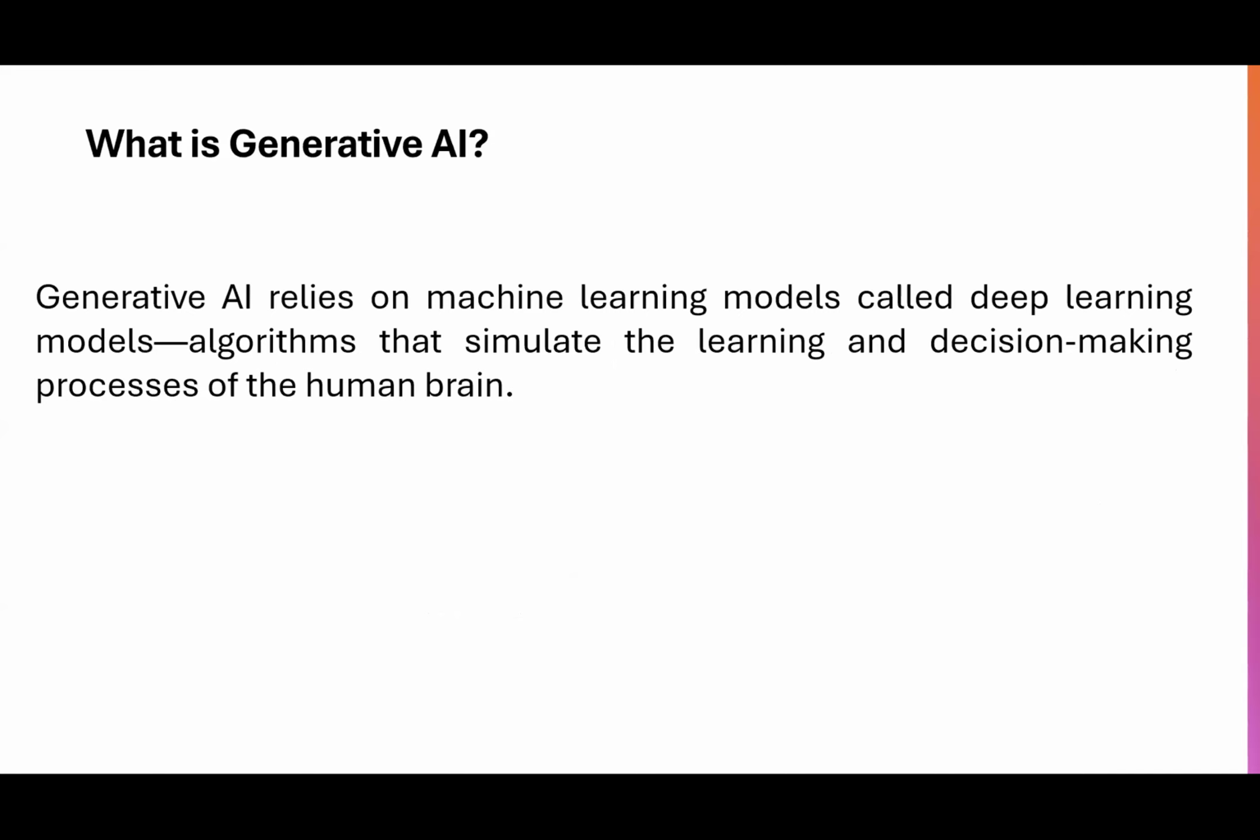Generative AI relies on machine learning models, and more specifically on deep learning models. These algorithms simulate the learning process and the decision-making process of the human brain. These models work by identifying patterns and relationships in huge amounts of data, then use this information to understand the user's natural language request and respond with relevant new content. This content may be a picture, text, video, and so on.